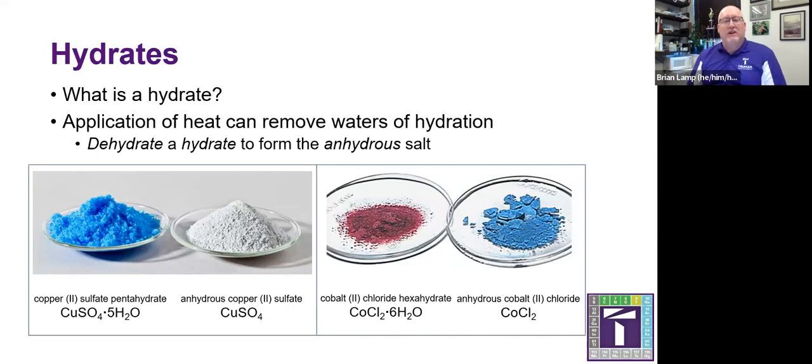We'll do some qualitative analysis where we supply some heat energy to a hydrated compound to drive those waters of hydration away and look at the physical property changes that occur when we're dealing with the hydrated compound or the anhydrous salt. And I show you on the bottom of this slide the two different types of hydrates that we'll do these observations for. The one on the left is copper sulfate in its hydrated form. There are 5 water molecules.